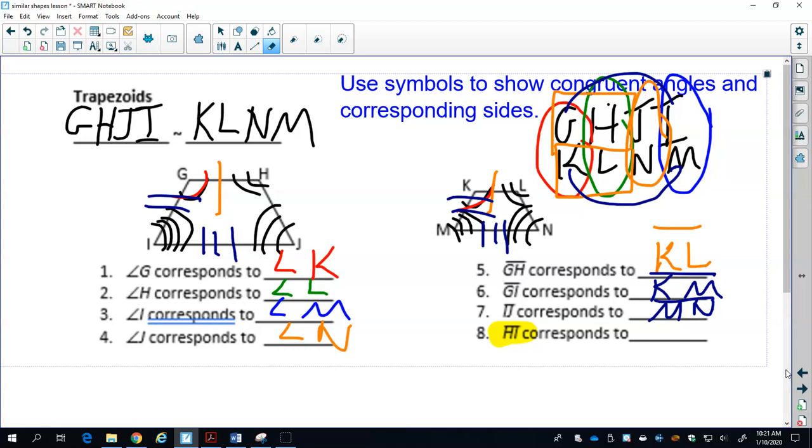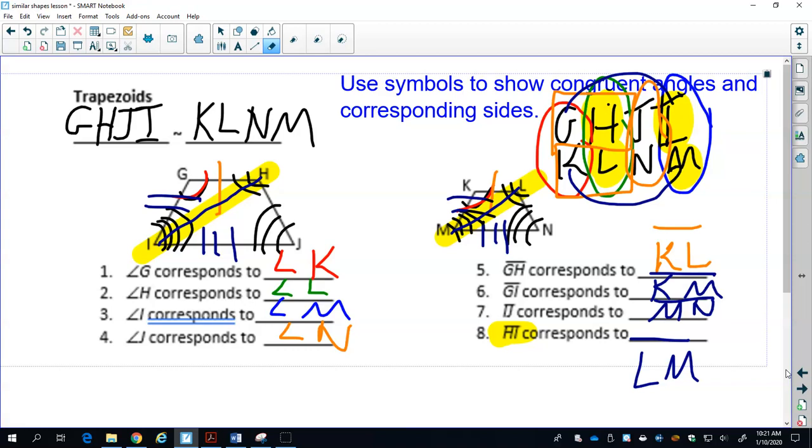HI. Now this was a little tricky. This was weird. Because HI would actually be this here. HI would correspond to what? LM. You see how that? There's not even a line there, but you could draw it. HI corresponds to LM. And if you look at the example up here, HI corresponds to LM. Any questions on this?